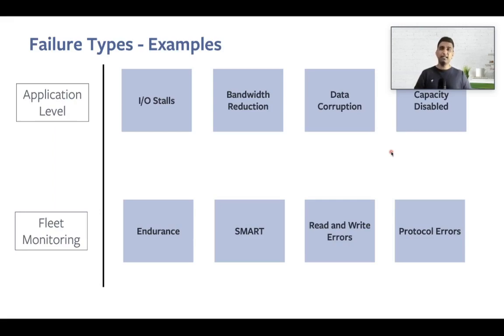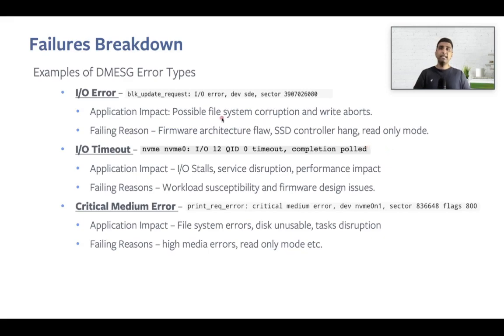Now, let's dive deeper into a few examples of these failure types. We will try to understand why this issue happens in an SSD and how the application sees this issue manifested. In this slide, I'm going to walk you through a few examples of the things we look for in the dmesg log which are related to flash. The first example here is an IO error. An IO error usually happens due to a fundamental firmware architectural flaw within an SSD, a controller hang, or the SSD going into a read-only mode.